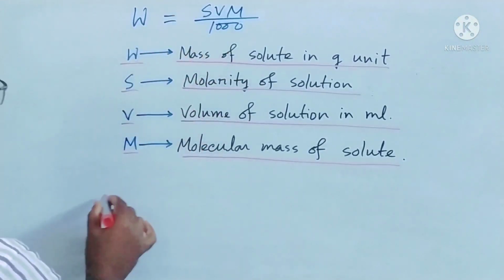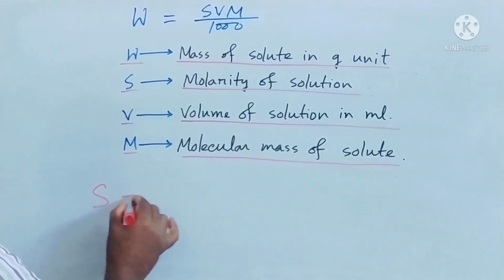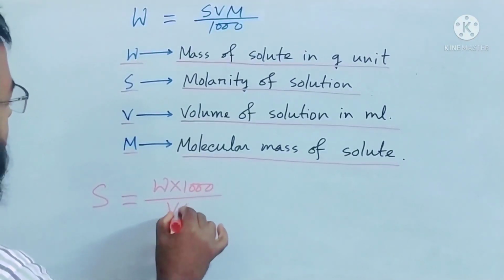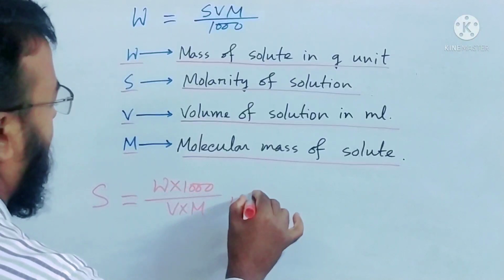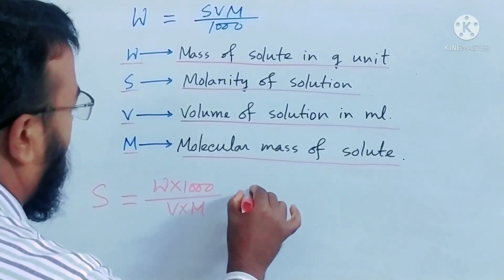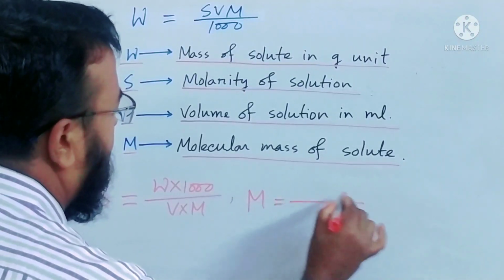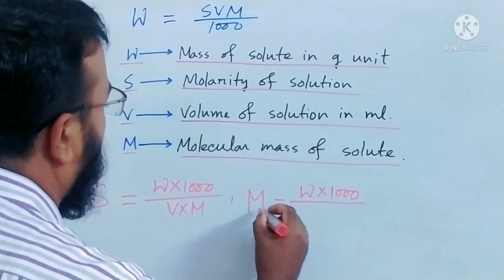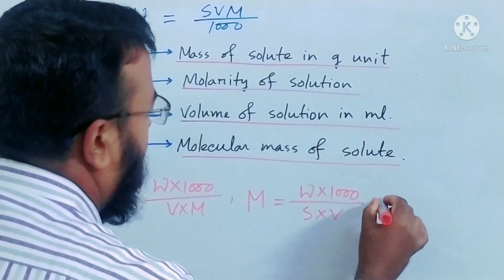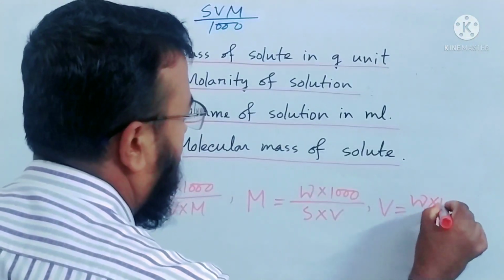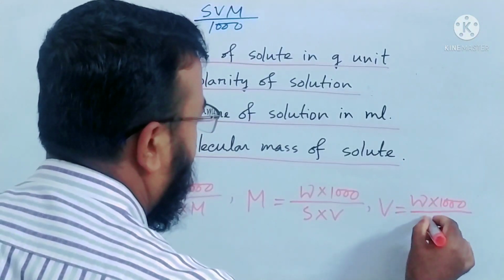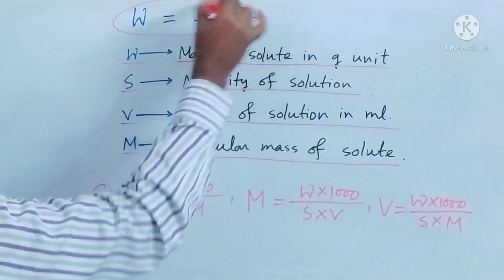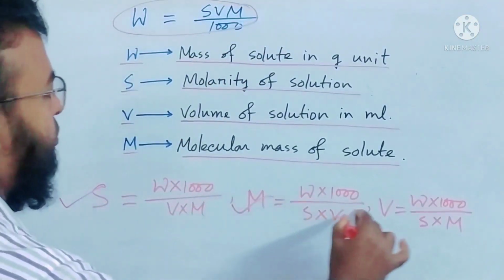Okay, now from this formula we can make more formulas. If I write molarity, then what will it be? It will be W into 1000 divided by V into M. So again, if we have to find out the molecular mass, then what will be the formula? It will be W into 1000 divided by S into V. If volume is to be found out, then what will it be? W into 1000 divided by S into M. So from this one formula we are getting another 1, 2 and 3.